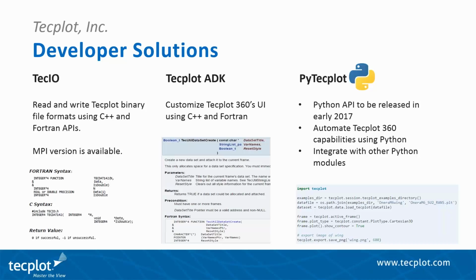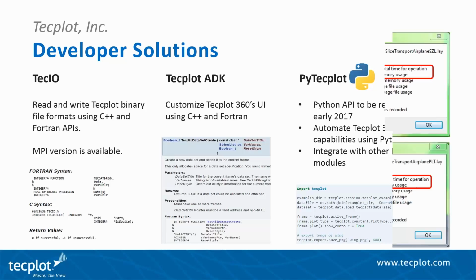Another thing that we've realized is that we really cannot tailor our desktop products to everyone's specific workflows, and so we've released a couple of other customization tools. Tecplot ADK allows you to customize Tecplot 360's UI. We have that available in both C++ and Fortran. And new for 2017 is a brand new Python API that we're calling PyTecplot that allows you to automate Tecplot 360 capabilities. We're very excited about this library that's coming out. You can see a little snippet of example code there. It should be pretty easy to pick up and use.